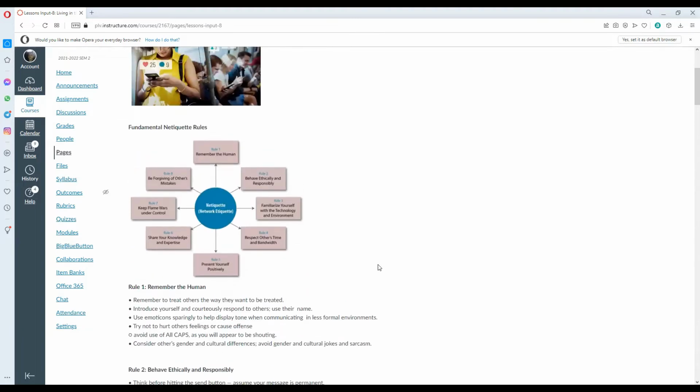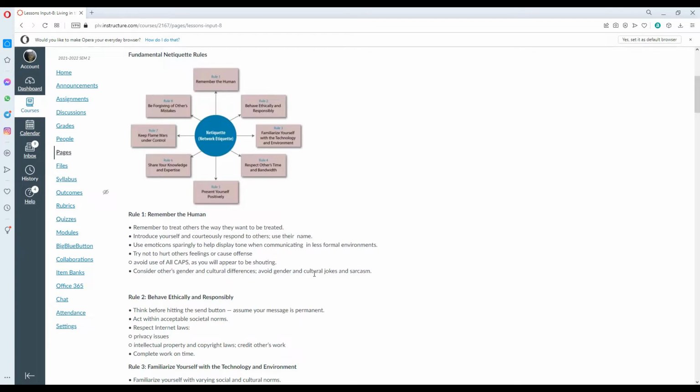These are the fundamental netiquette rules, which comprise the netiquette or network etiquette. Number one, remember the human. Remember to treat others the way they want to be treated. Introduce yourself and courteously respond to other users. Use their name. Use emoticons sparingly to display tone when communicating in less formal environments. Try not to hurt others' feelings or cause offense. Take note, avoid the use of all caps as you will appear to be shouting.